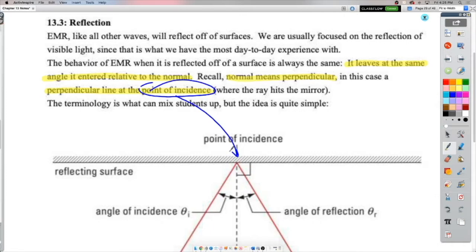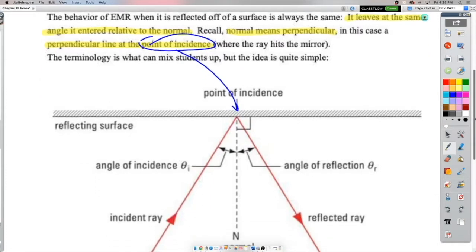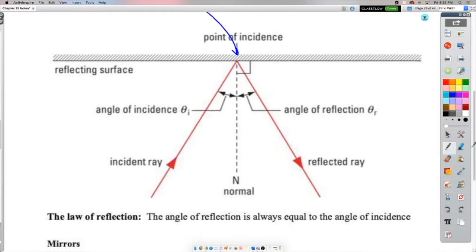So the idea of the law of reflection is really quite simple. The terminology can mix students up: the angle of incidence, the angle of reflection, the incident ray, the reflected ray. But at the end of the day, the law of reflection is actually fairly straightforward. It's just that the angle of reflection is always equal to the angle of incidence. In other words, these two angles are always equal.